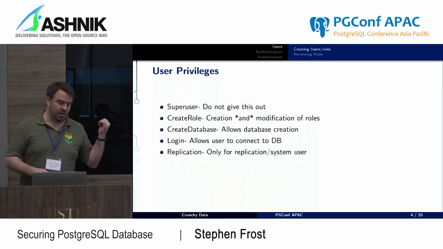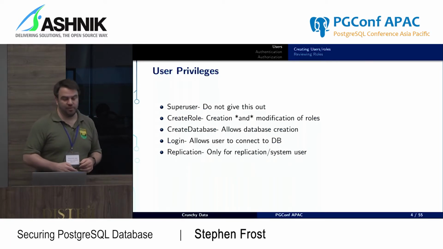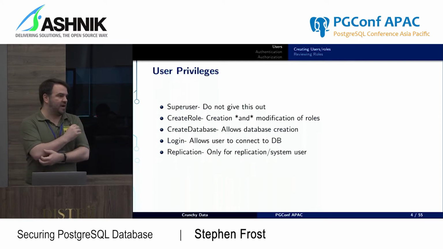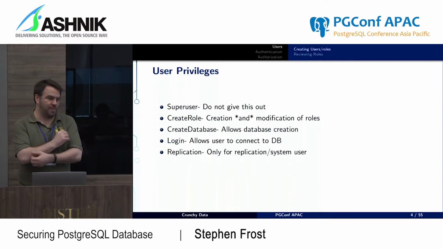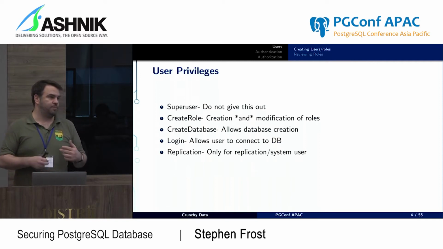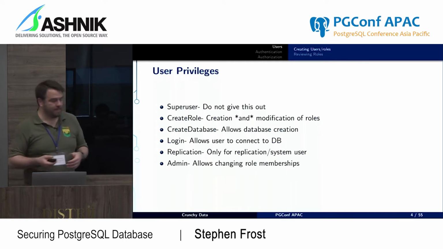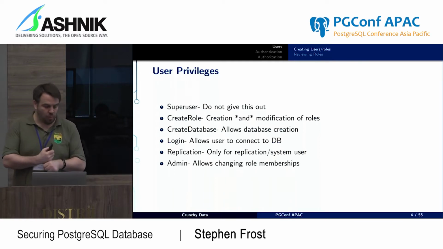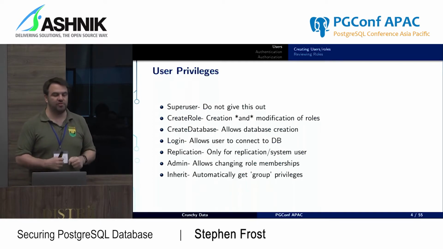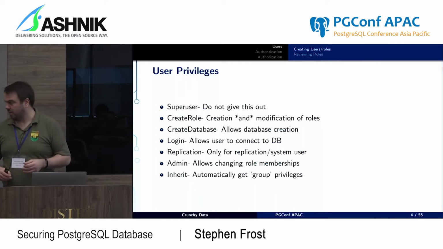Replication means that you can log in as a user to do replication. So this is for users that are going to be doing something like a base backup. If you wanted to do a pg_basebackup, that's a replication connection. If you wanted to be a streaming replica, that's also something that would use a replication connection. Admin allows changing role memberships, and inherit allows automatically getting group privileges when you log in. So we'll talk about those in a minute as well.